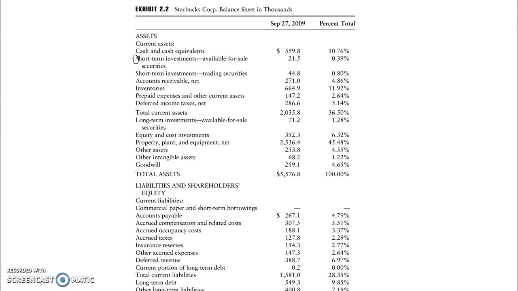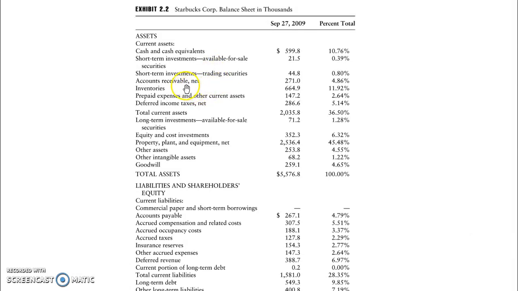If you're a retailer and you've got cash in your registers, that would all be considered cash and cash equivalents. Short-term investments available for sale. Those are stocks and bonds and securities that you intend to sell within a short period of time to make a profit. Short-term investments trading securities are similar, only that you intend to hold them for a little bit longer. Your intent isn't to sell them right away.